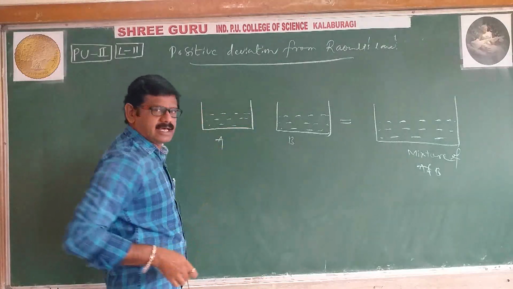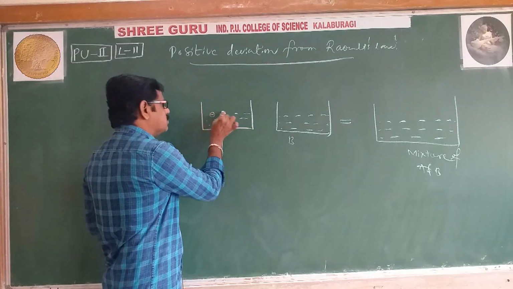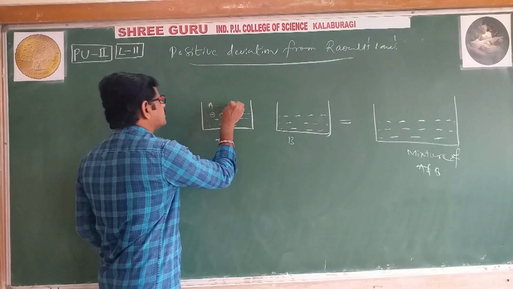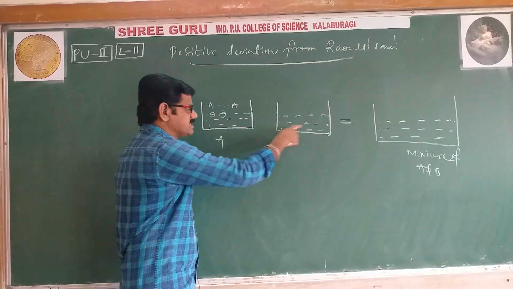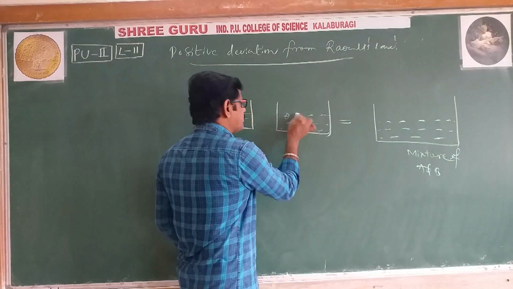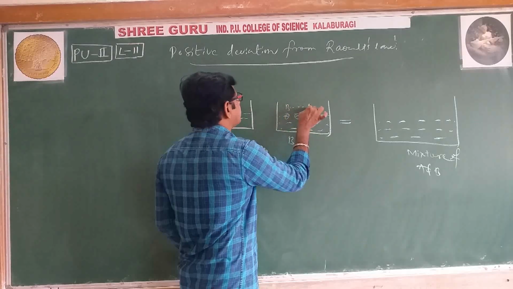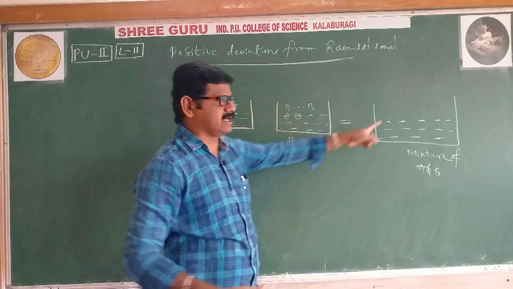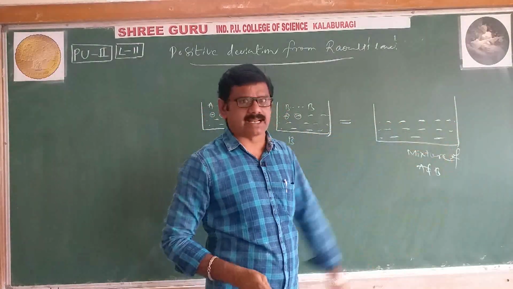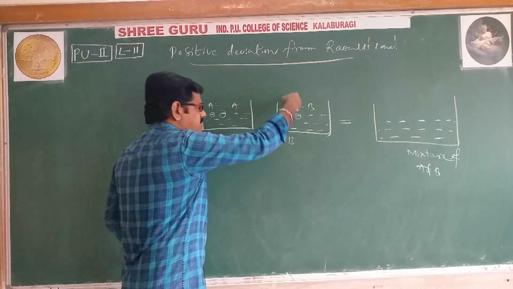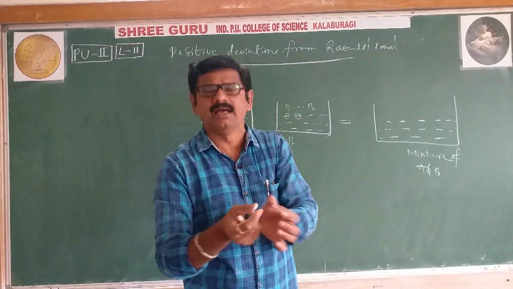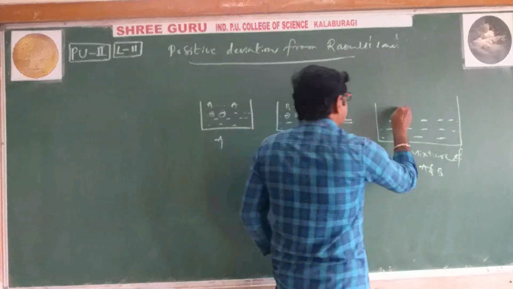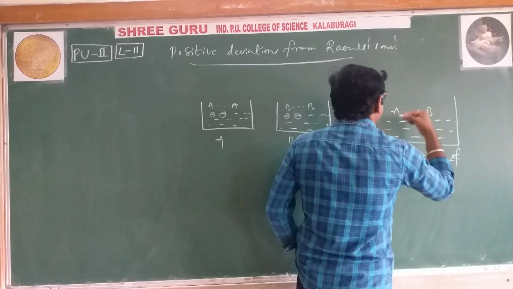In component A, between one molecule and another A, attraction forces exist. Here also we have B molecules, and between a B and a B, attraction forces exist. Then we mix both and get a mixture. In the mixture, AA attractions and BB attractions are broken, and new attractions between A and B are formed.